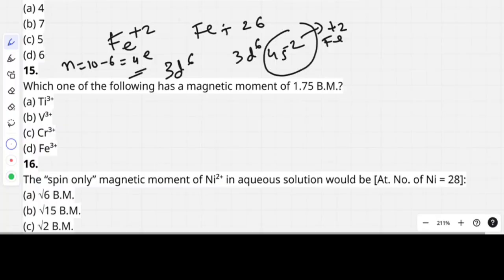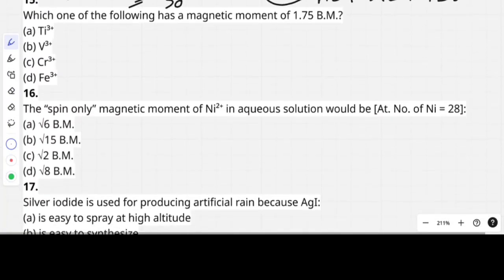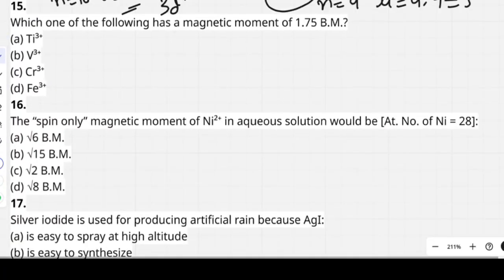See here, n is equal to 4, so mu is equal to 4.9. It is approximately equal to 5. Option C is correct. Then I move to question number 15. Which one of the following has magnetic moment 1.75? To get a magnetic moment mu equal to 1.75, n is equal to 1.